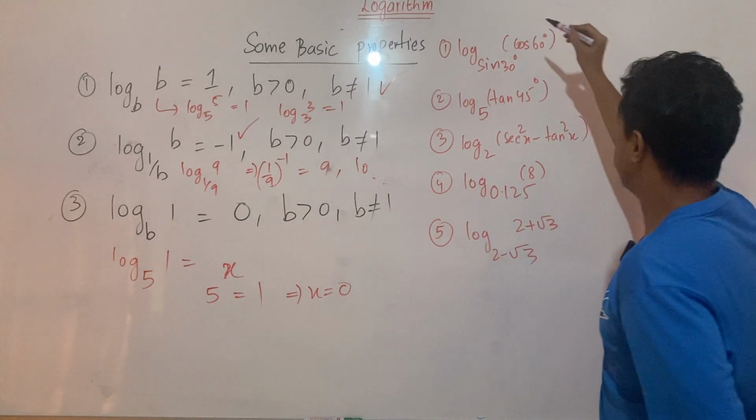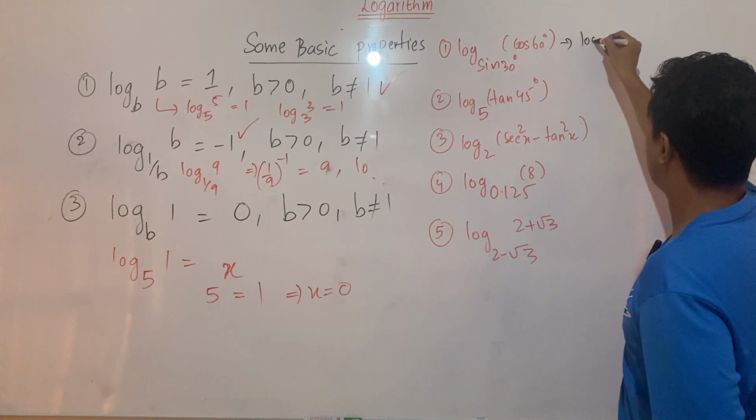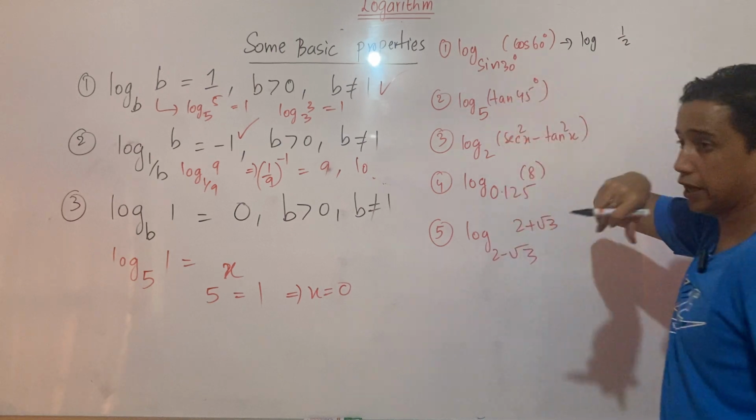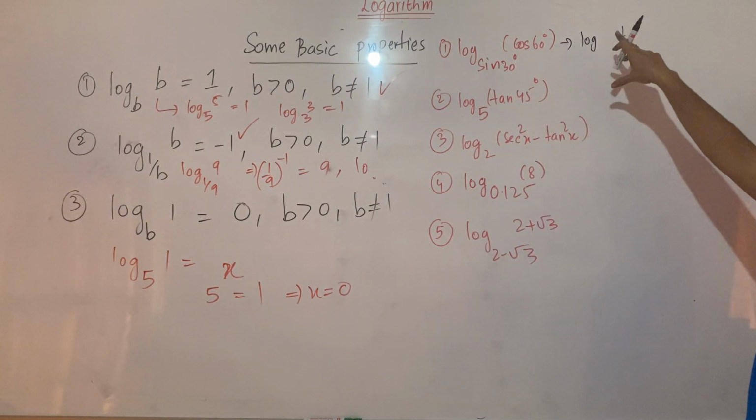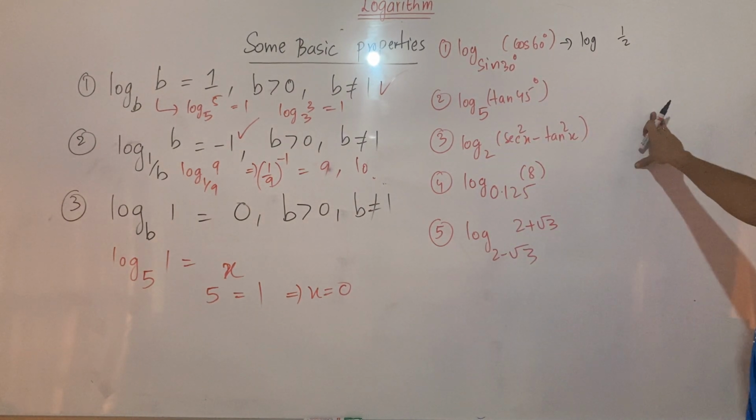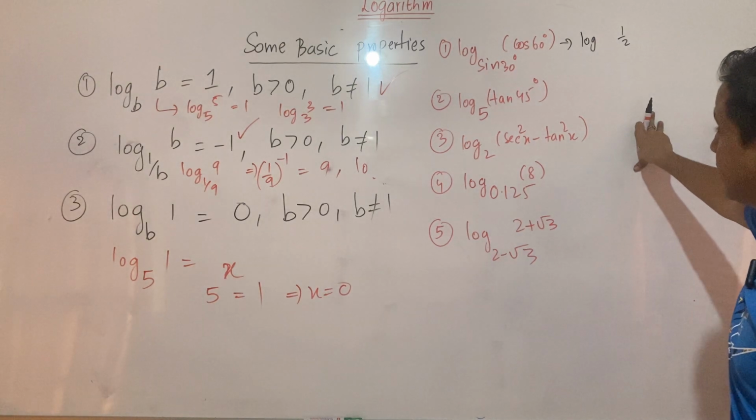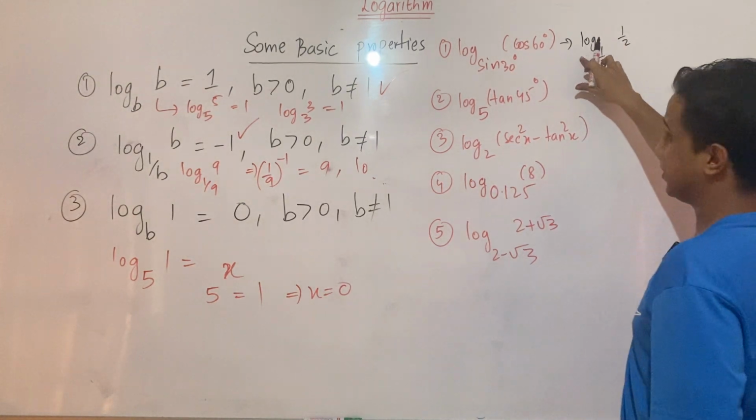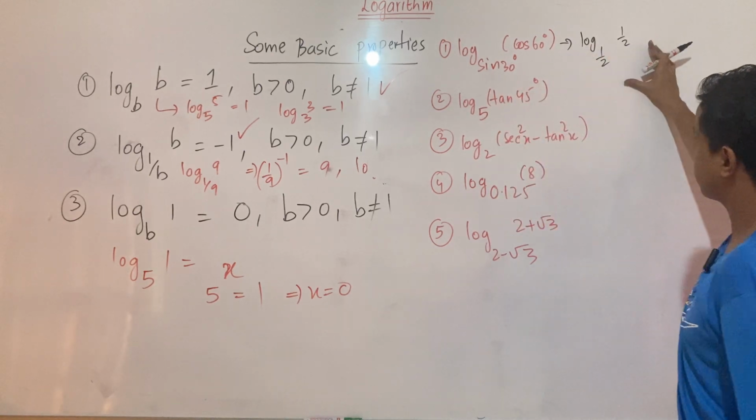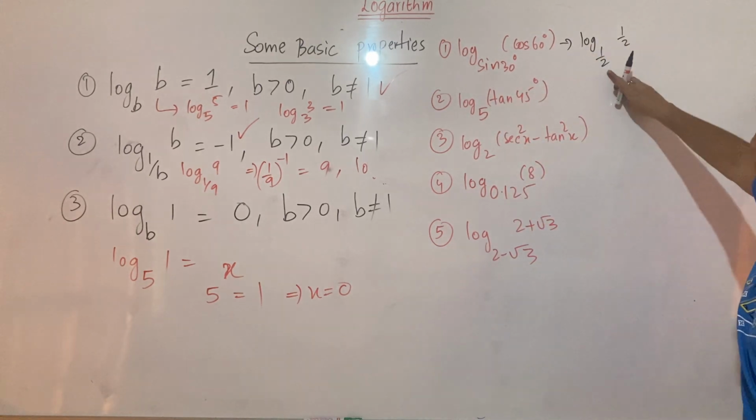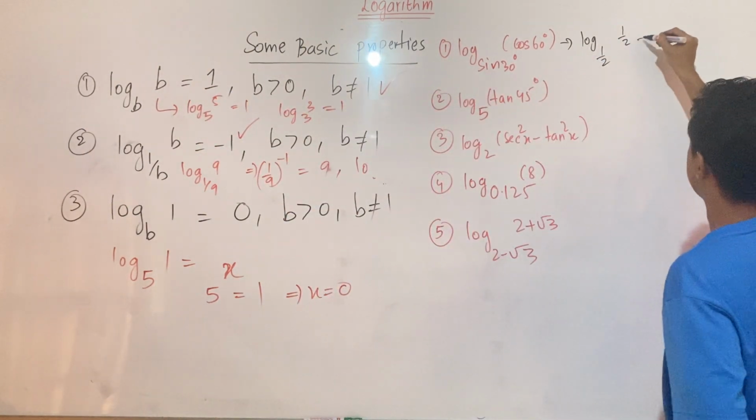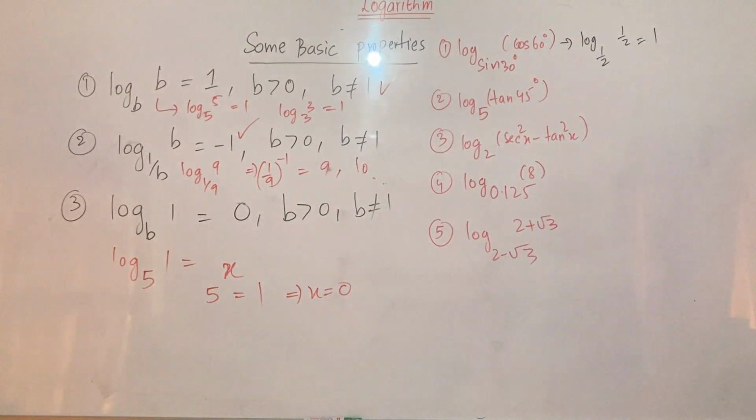Now see here, it can be simplified as log cos 60 is 1 by 2, and sine 30 is going to be 1 by 2, right? So this is a log of b to the base b, right? This property number 1, so it's going to be 1, right?